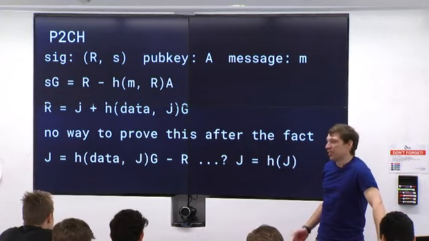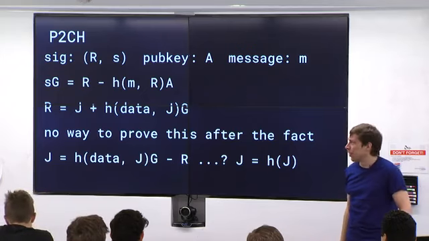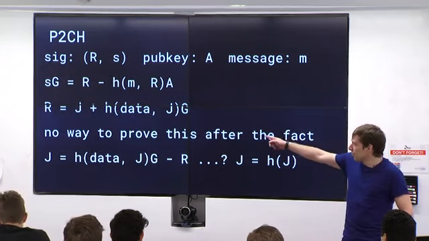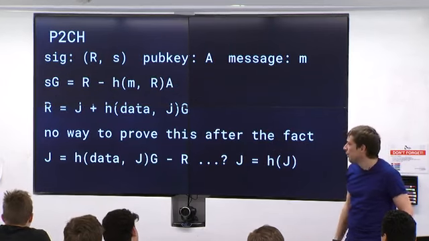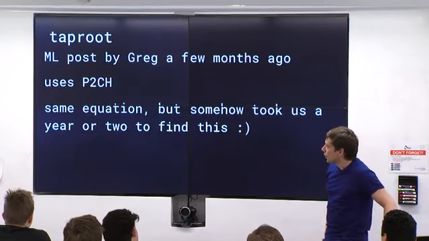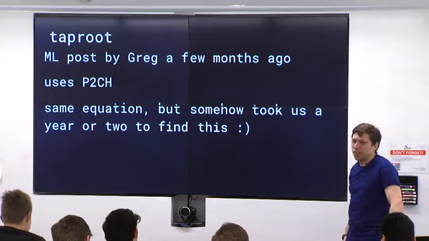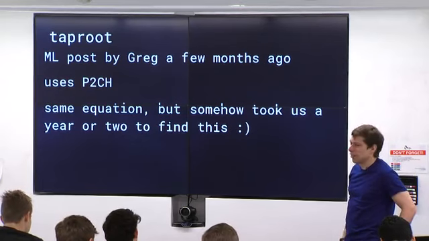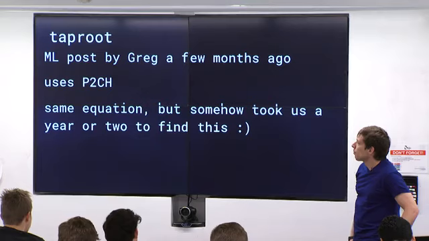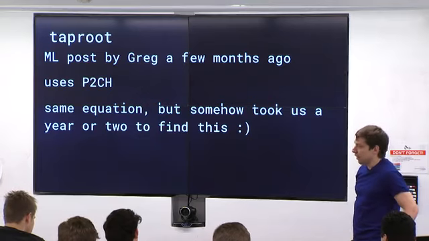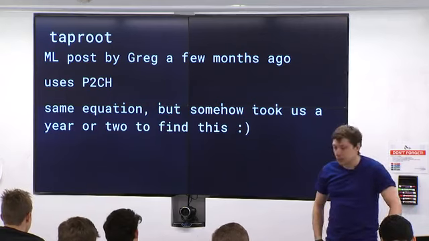But it took a year or two, and then Greg posted on the mailing list in January, like, hey, wait, you can use this for something else. And then it was like, oh, shoot, like, how did no one think of that? So it's called Taproot. And I don't know why Greg called it that. Greg Maxwell, he's a guy with a big beard who works on Bitcoin, and he's super smart and stuff. And it uses this pay-to-contract hash construction. And it's the same equation, but it took us a year or two to figure out that you could do this.